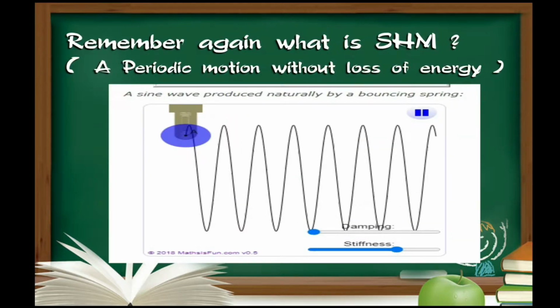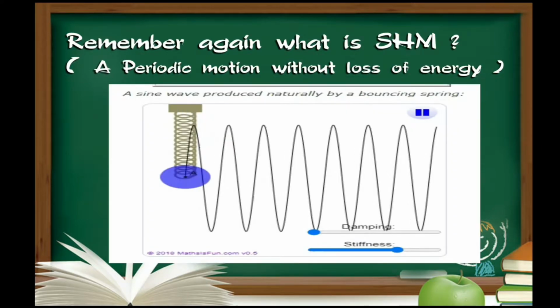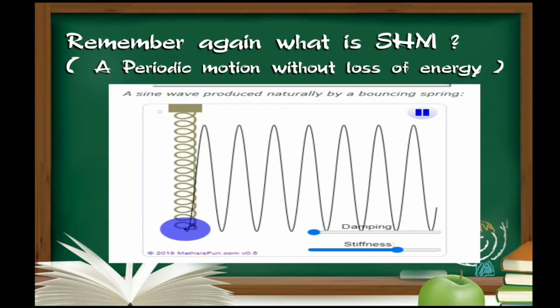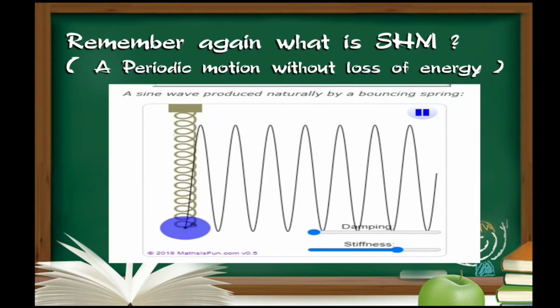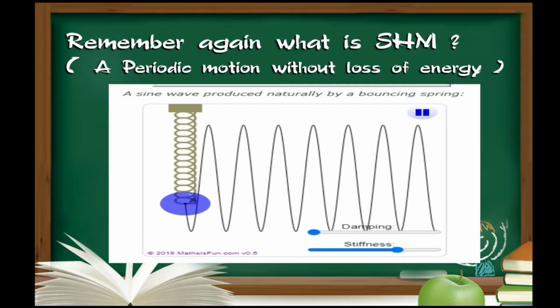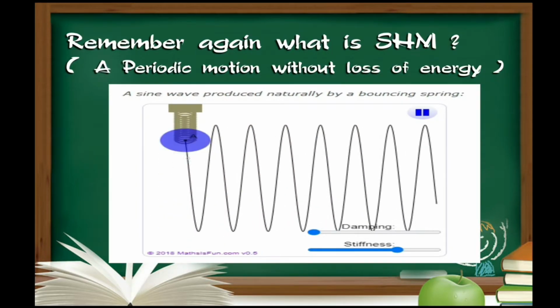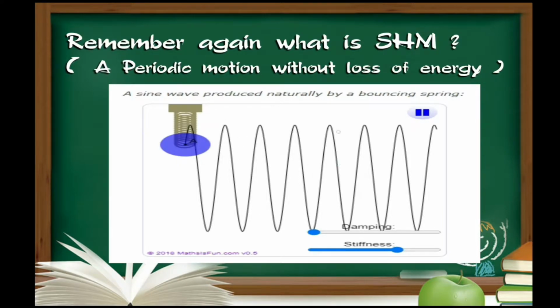Remember again what SHM is. SHM is a periodic motion without loss of energy, so without any damping. Let's say I have a bouncing spring moving up and down here. Even though it's moving up and down, if we plot this in terms of time t, it's going to appear like a sinusoidal function. This sinusoidal function is what we are going to use later.